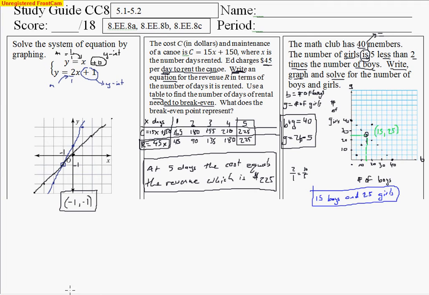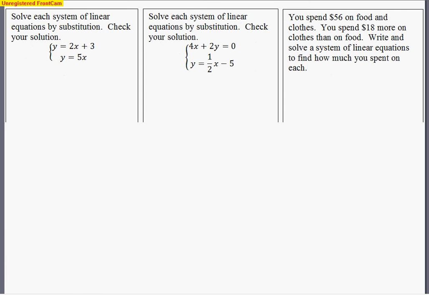So let's take a look at the next few problems. And on this one, it says solve using substitution. So when I substitute, I'm going to take that 5x and put it in for this y right there. So I've got 5x equals 2x plus 3. So I'll use some opposite operations. And I've got 3x equals 3. So I divide by 3, and I get x equals 1.